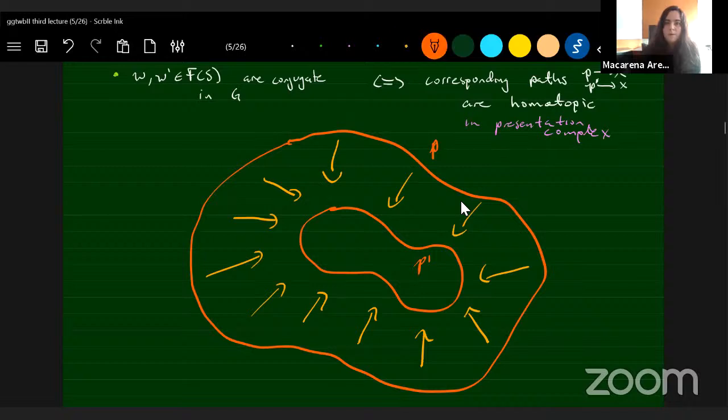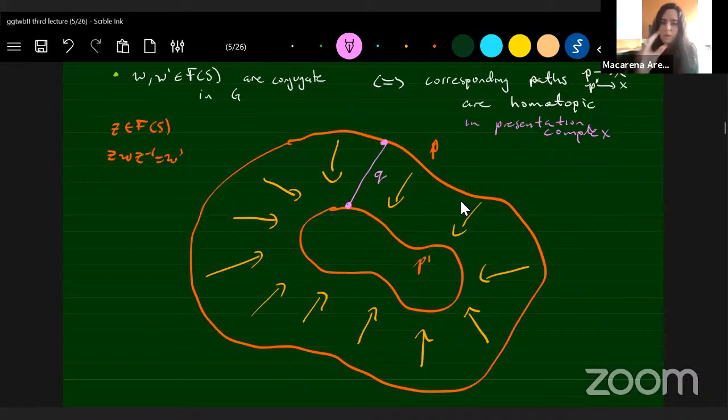And furthermore, if we have an expression that certifies this conjugacy, so if we have an element Z such that conjugating W by Z gives W prime, that represents a path that joins the two boundary components of our annulus. Okay, so this is the way we think of this topologically.